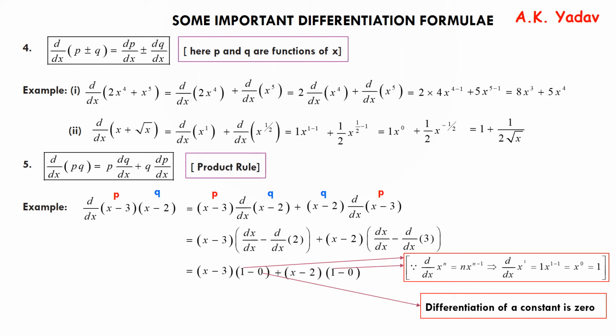Okay, plus x minus 2. Then again 1 minus 0, 1 because dx by dx is 1 and d by dx of 3 is 0. On solving this, we get x minus 3 plus x minus 2, that is 2x minus 5.